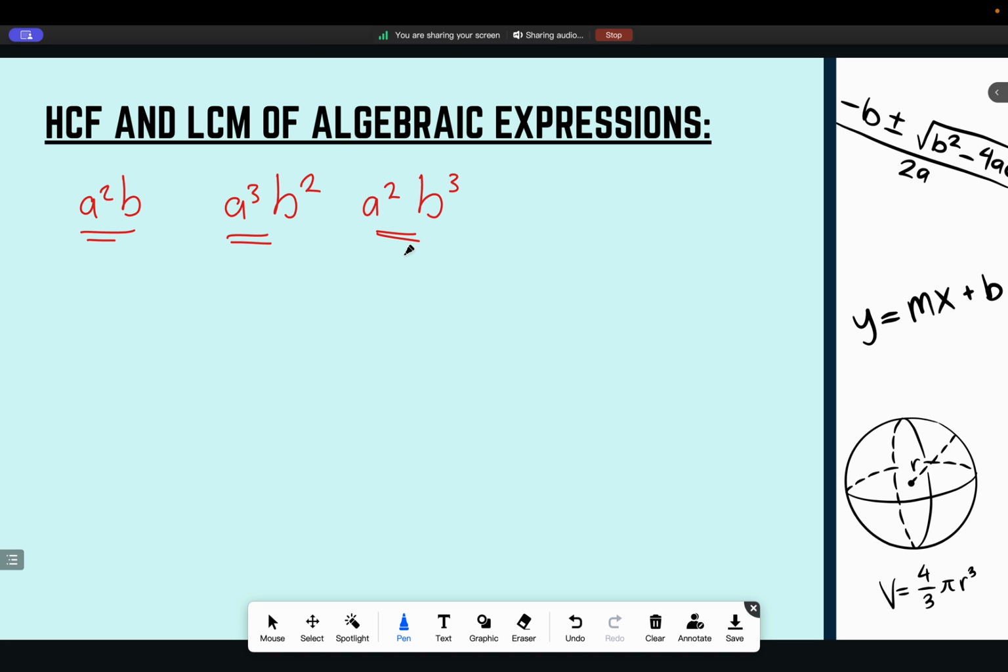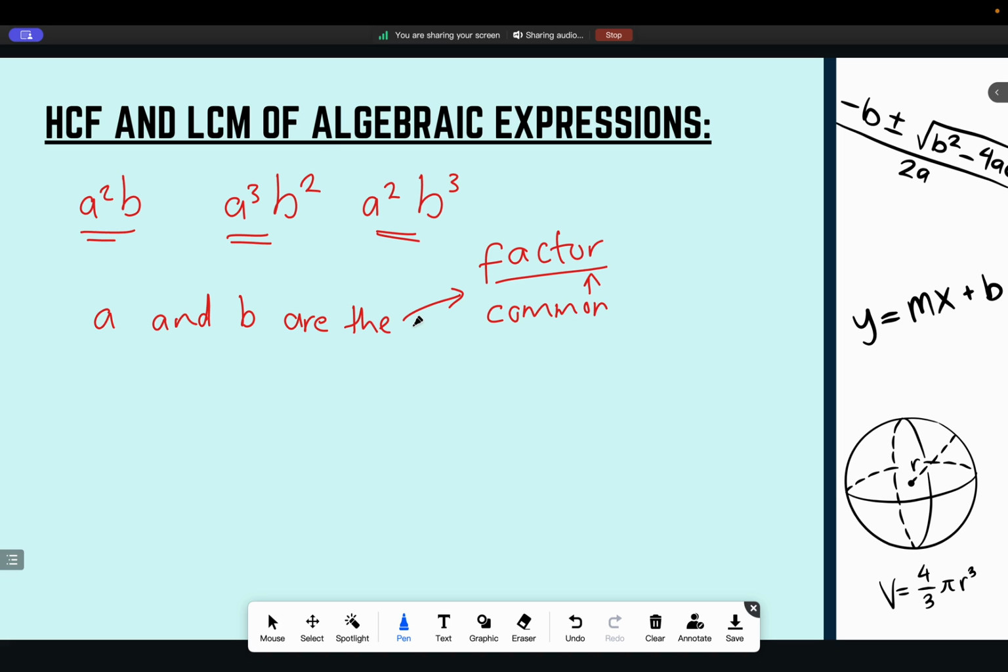So let's start with the simple thing we talked about before. Here what we want to find is the common factor. If you look at these three expressions, a and b are the common factors.